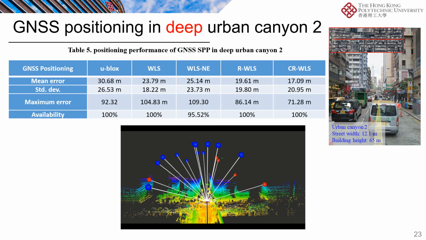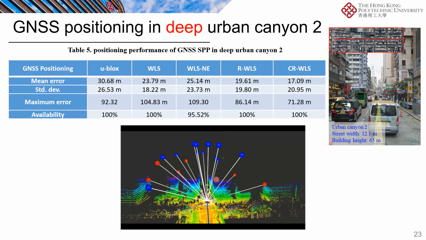In the Deep Urban Canyon 2 experiment, we can find similar improvement is obtained. Interestingly, the NLOS exclusion is also leading to a worse result, from 23 to 25. After applying both the correction and the reweighting, the positioning error decreased from 23 to 17 meters.